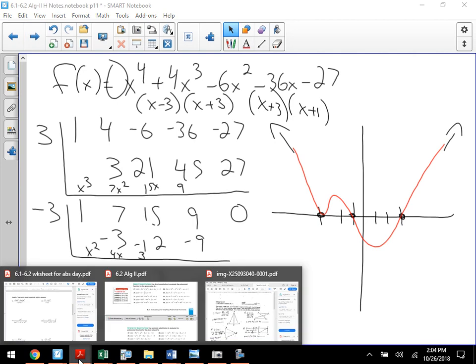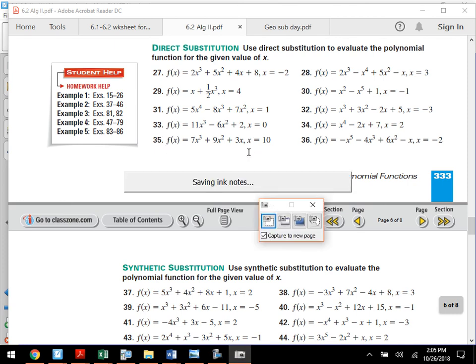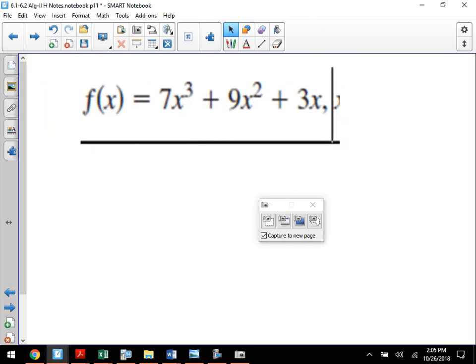I want you to be able to look at a function and say, if I look at this function, I know what my tails are doing. 7x cubed. What are your tails doing? Down, up. That's what I need. My tails are down, up by looking at that. I don't care what's happening in the middle because I have learned all that.